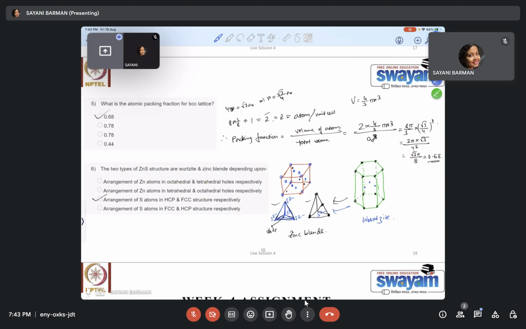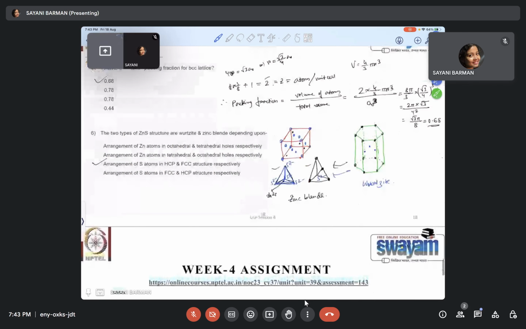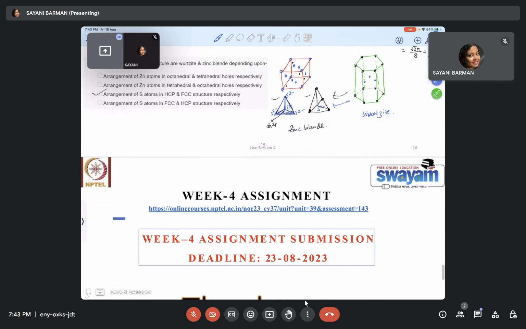So the answer I have already given here: the arrangement of sulfur atoms is HCP for wurtzite and FCC for zinc blende. Okay, so this is up to week 4.